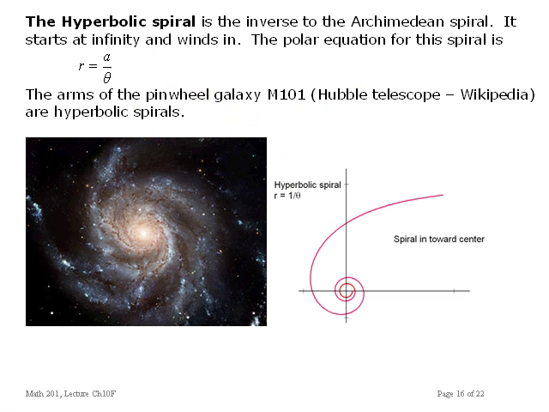The second spiral is called a hyperbolic spiral. It's the inverse, in a sense, to the Archimedean spiral, in that it starts out at infinity and it winds in. Here's the polar equation. So R is inversely related to theta.